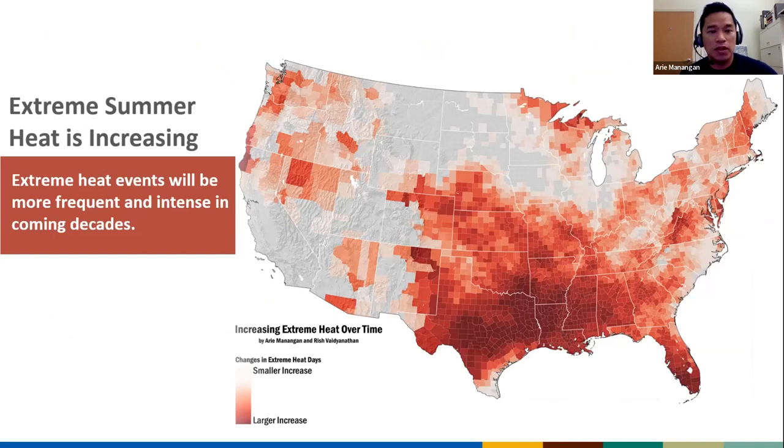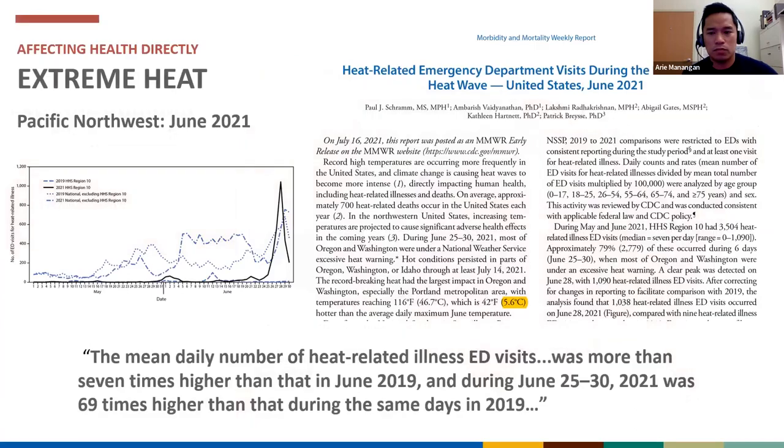And here's a map showing this increase in heat events throughout the continental United States. This map of U.S. counties represents the change in the number of heat wave days per year. Counties in dark red exhibited the greatest increase in the number of heat wave days as compared to counties in light red. Counties in gray did not exhibit a statistically significant change in the number of heat wave days. Next slide.